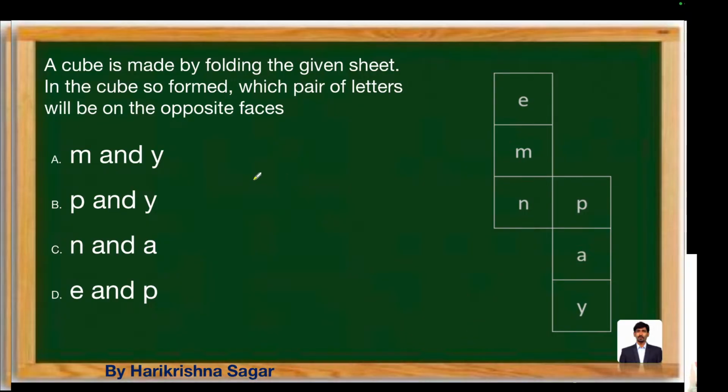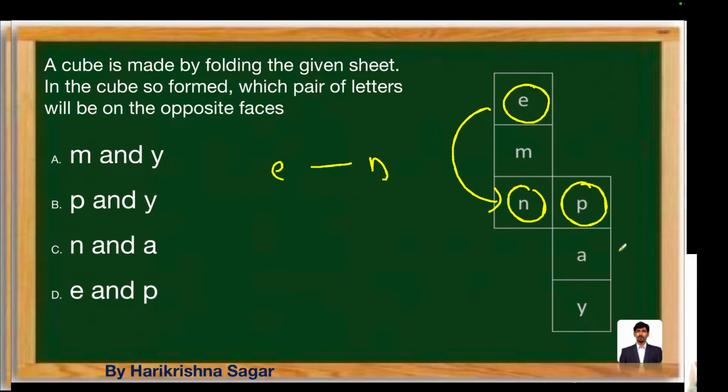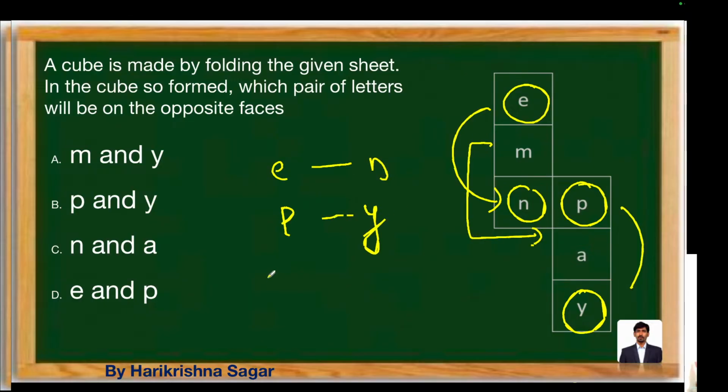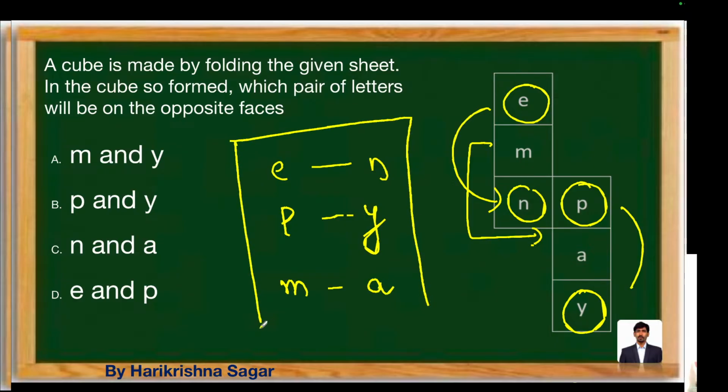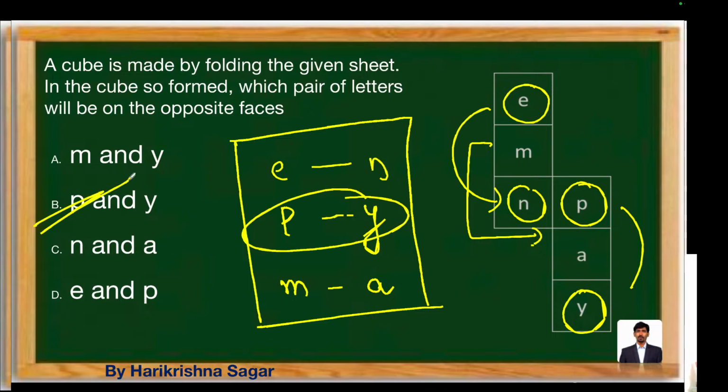Yes. Opposite is defined as next to adjacent. What is opposite to E? We can directly say this is an adjacent layer, so E opposite will be N. What is opposite to P? This is the adjacent layer, next to adjacent is opposite, so P opposite will be Y. And what is opposite to M? The leftover terms, so M and A are going to be opposite. But they are asking which of the following pairs. These are opposite pairs, and one of the pairs is available in the options for us. That is going to be B. You can mark it as the answer.